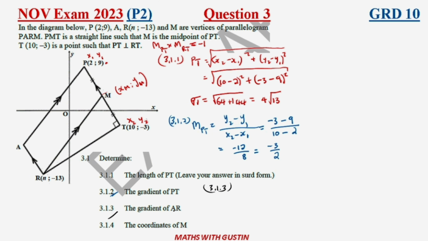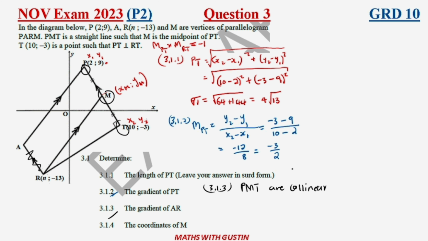It says here the gradient of AR. Let's come to our diagram. AR is this line here, and we already have the gradient of PT. So remember, if you have these three points here, P, M, T, in a straight line, if they said PMT are collinear points, guys, it means they have the same gradient.